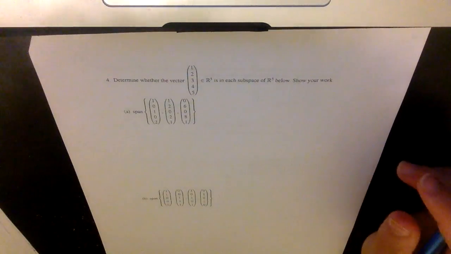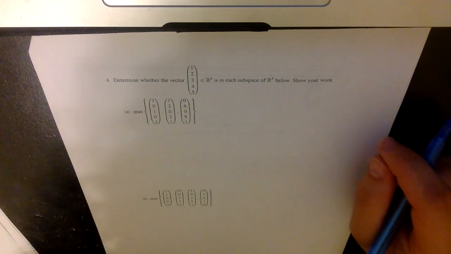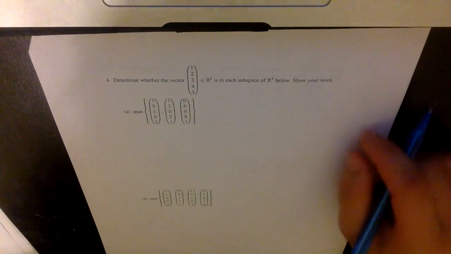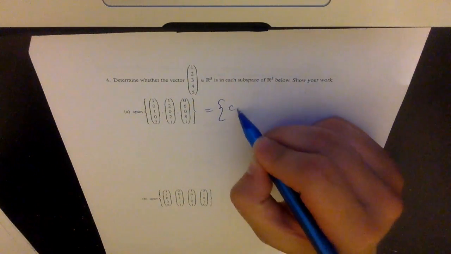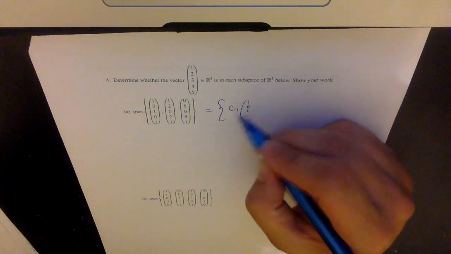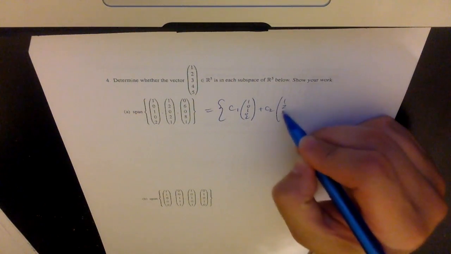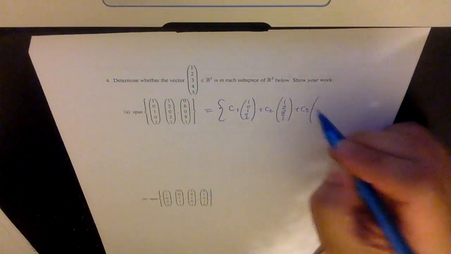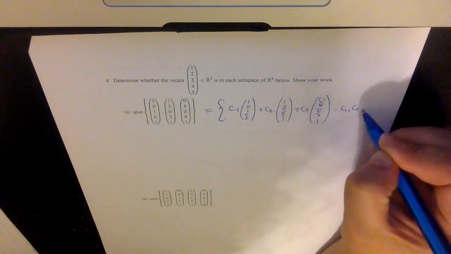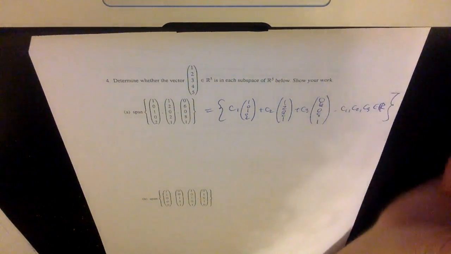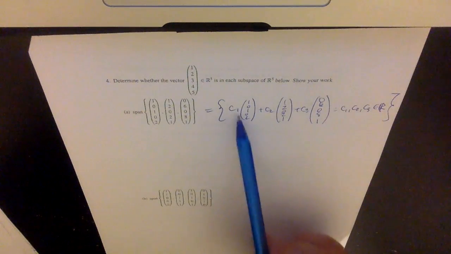Okay, the fourth problem asks us to determine whether the vector 1, 2, 3, 4, 5 is in each subspace of R5. First of all, remember that the span of these 3 vectors is really just the set of all linear combinations of them. So c1 times the first vector plus c2 times the second vector plus c3 times the third vector. So this is exactly the span. The span is just the set of all linear combinations of the vectors.